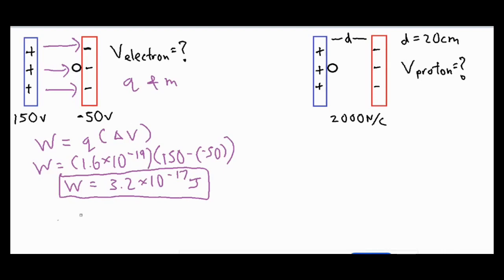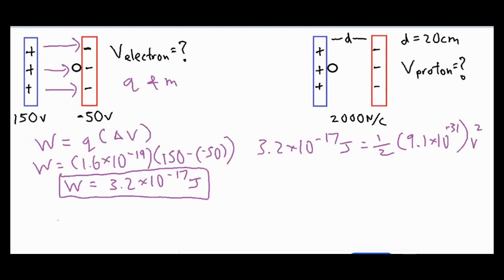Now, all of that energy added into the electron by the electric field is all going to be converted into kinetic energy. So we can go ahead and say that the 3.2 times 10 to the negative 17th joules is getting all converted to kinetic energy, which we know is 1/2 mv squared. 9.1 times 10 to the negative 31st is our mass of an electron.